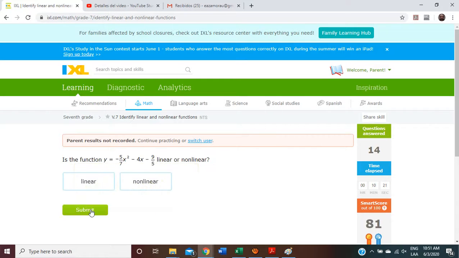And that's it. This is everything you have to do. Okay, just in case you're curious about this, it has an exponent of 2. It is going to be a non-linear function.